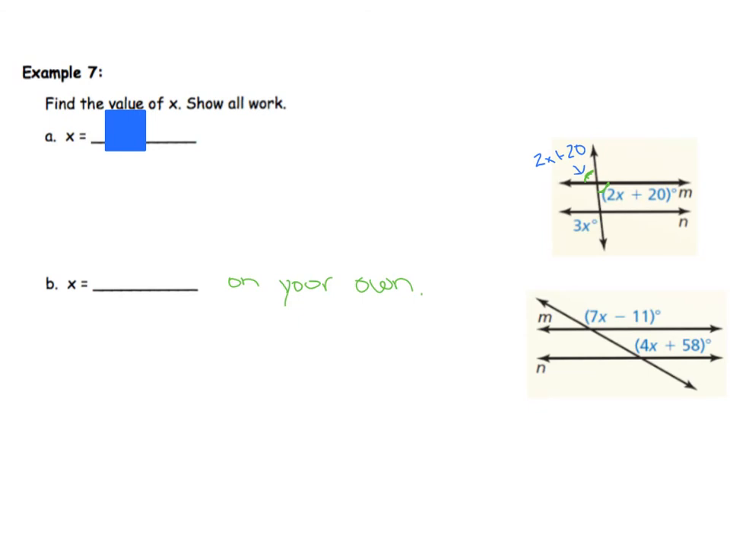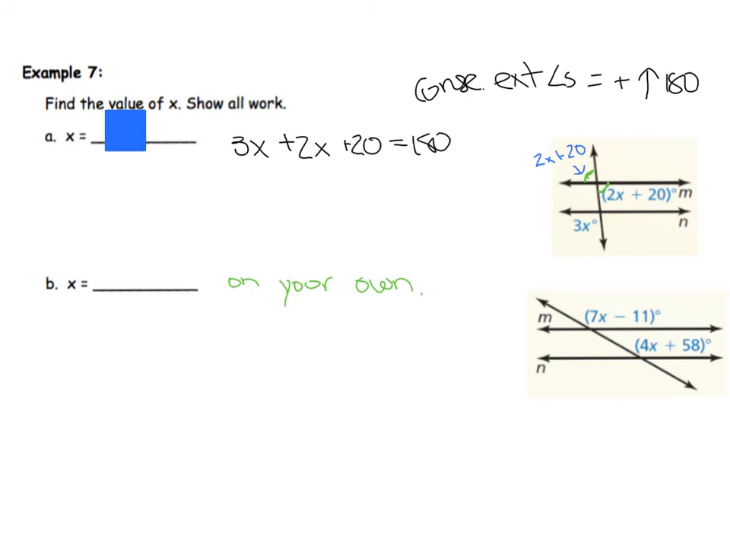So this is a consecutive exterior angles problem. And if they're consecutive exterior angles, then their measurements add up to 180 degrees because they're supplementary. Now knowing that, we can actually approach this problem and answer it. So we're going to take those two angles and add them: 3x plus 2x plus 20. And we're going to make that equal to 180 degrees because they're supplementary.